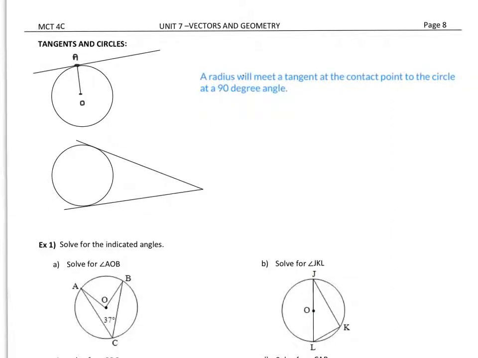Continuing on with our circle properties and some theorems that go with it. We're looking at two different properties here that deal with the tangents in circles. In the first one, the one up at the top, we have a tangent and we also have a radius. Now, if you have the radius meeting the tangent at the point of contact, where the A is, it will always make a 90-degree angle with the tangent line. By definition, that will always happen there. So a radius will meet a tangent at the contact point to the circle at a 90-degree angle, no matter what.